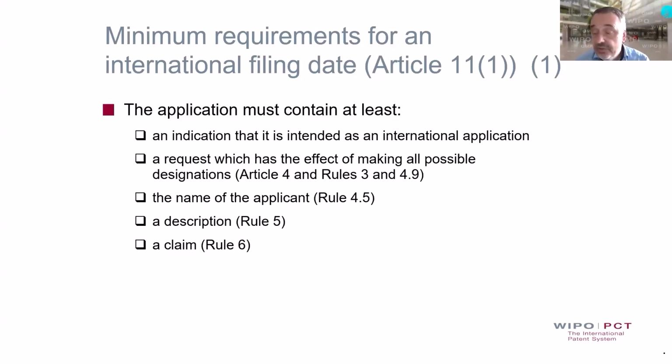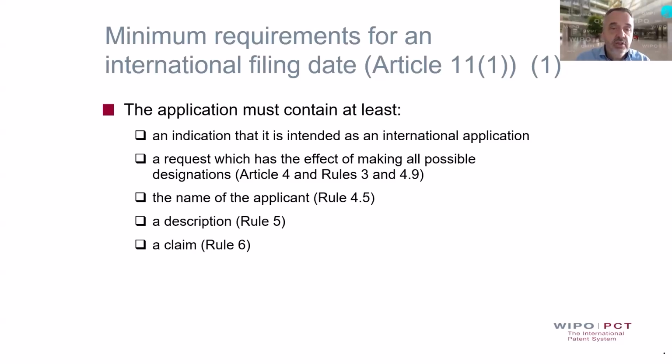So receiving offices that receive your applications would really only look, is there a part that can be taken as a description? They don't actually read in detail through your description or try to understand your invention. And the same for the claims. If there's something that's named as claim number 1, claim number 2, and then there's a sentence next to it, without really looking at the contents and whether it's a good claim, they will take it on the face of it. It looks like a claim, and therefore you will get an international filing date.